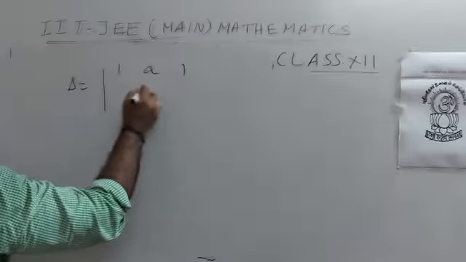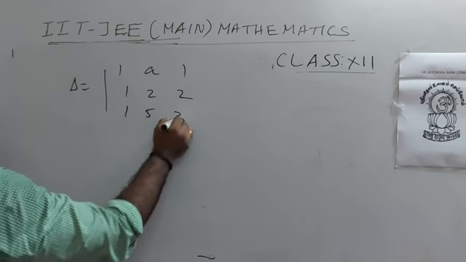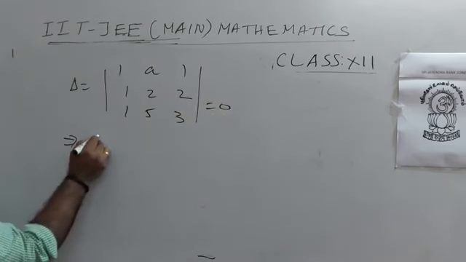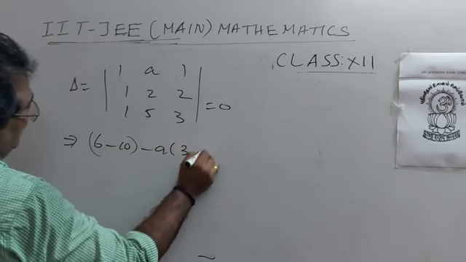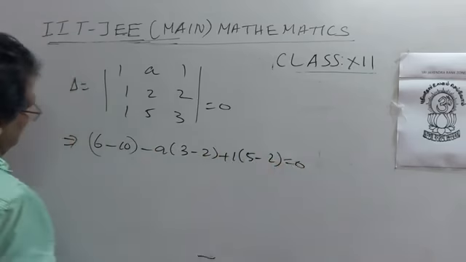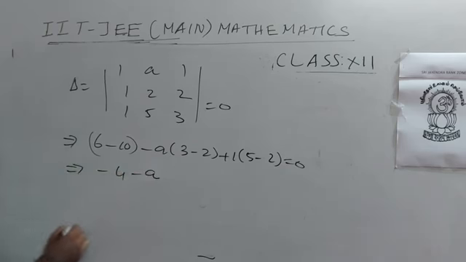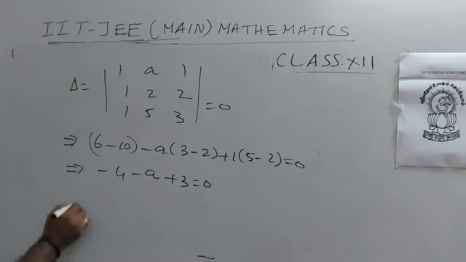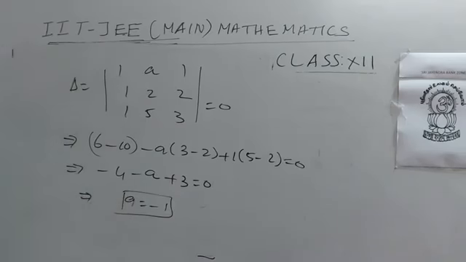Delta: the determinant [1 a 1; 1 2 2; 1 5 3] equals 0. We expand: 1 into (6 minus 10) minus a into (3 minus 2) plus 1 into (5 minus 2) equals 0. Minus 4 minus a plus 3 equals 0, which implies a equal to minus 1.